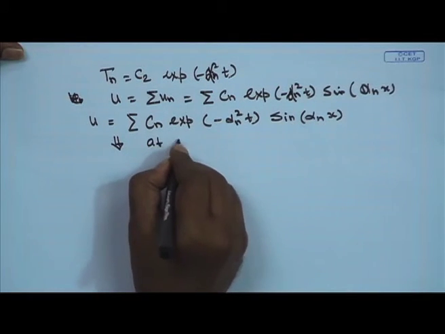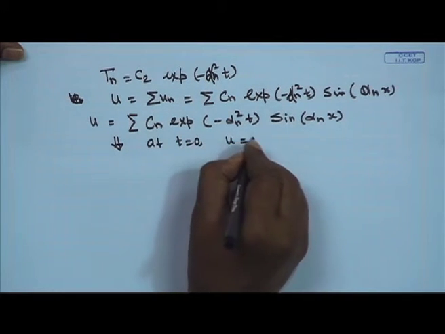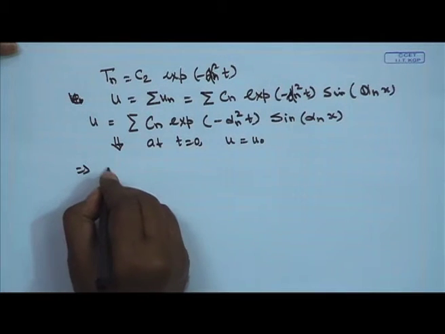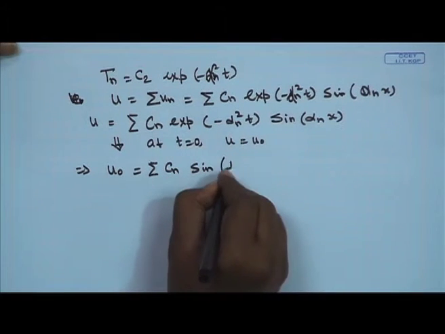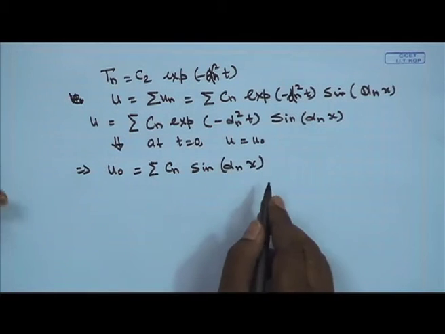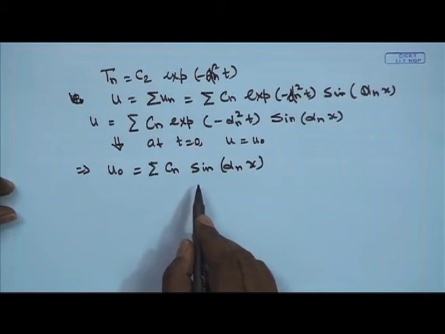And this Cn will be evaluated from the initial condition at t equal to 0. At t equal to 0, we had u equal to u naught. So, u naught equals the summation of Cn sine alpha n x, and again Cn can be evaluated by exploiting the orthogonal property of the eigenfunctions sine alpha n x. That means we multiply both sides by sine alpha m x dx and integrate over the domain of x from 0 to 1. All the terms on the right hand side vanish except the term when m equals n, when we open up the summation series.